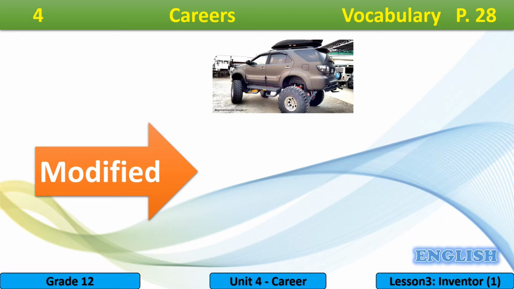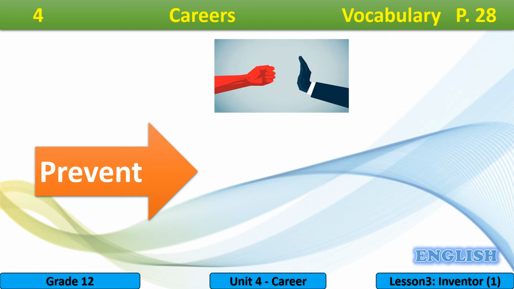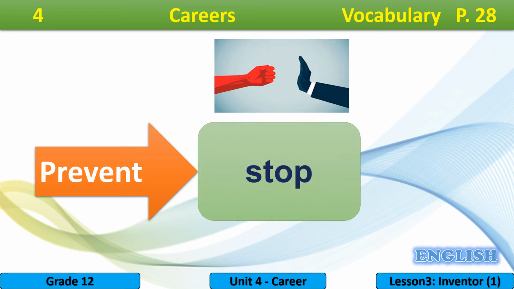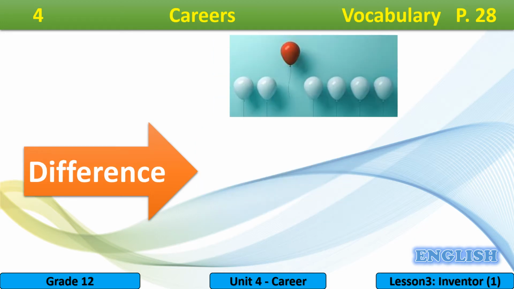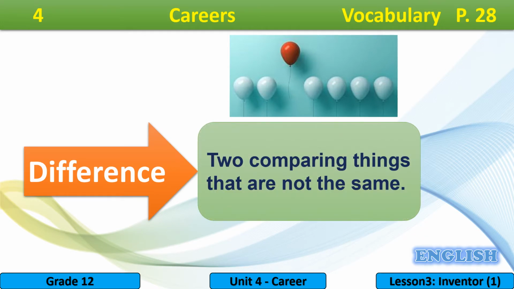Then we have the word modified. Look at the car here, it is modified, which means changed or improved. Also, we have the word prevent, which means to stop. If you look at the picture here, you can find that there is one balloon that is different from the others. So we have the word difference, which means comparing two things that are not the same.